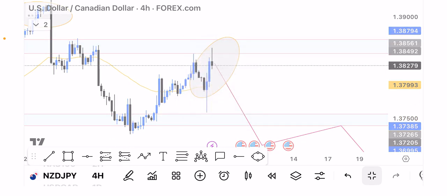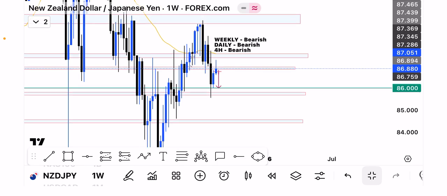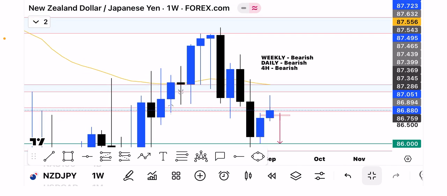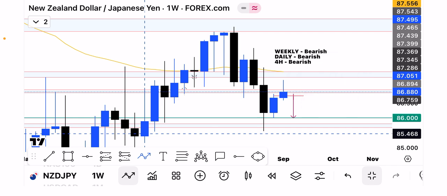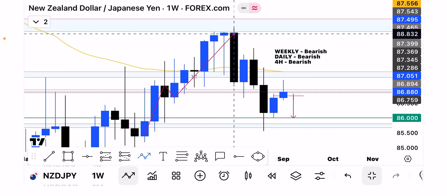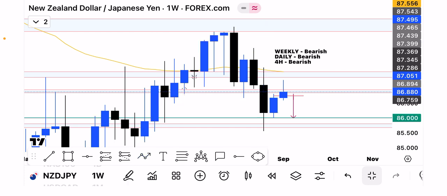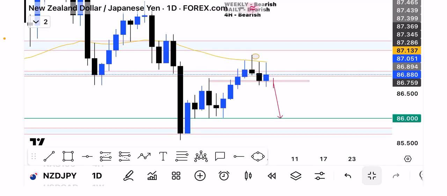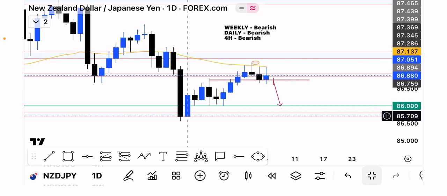So moving on, NZD JPY on the weekly time frame. The weekly time frame is bearish. Let me mark it out so that you see. We're creating higher high, higher low, higher high, then boom, it turned bearish here. So moving on to the daily. The daily is bearish also. This is the lower low, lower high, and this is the lower low.